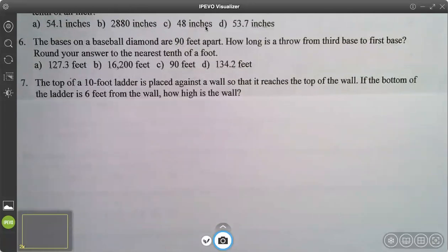Try a picture for number seven. The top of a 10-foot ladder is placed against the wall so that it reaches the top of the wall. If the bottom of the ladder is 6 feet from the wall, how high is the wall? Try to draw a picture.